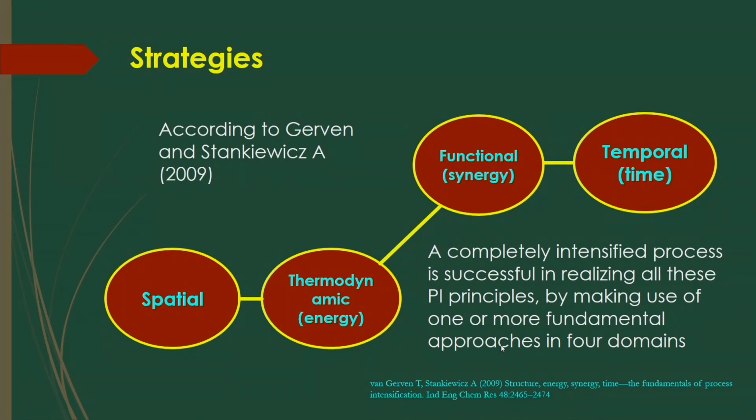Now, according to Garvin and Stankiewicz, 2009, the process intensification strategy should be in four ways. One should be spatial, that means less space should be used, that is, macro to micro plants should be developed, and thermodynamic conditions should be considered, that means less energy should be consumed.